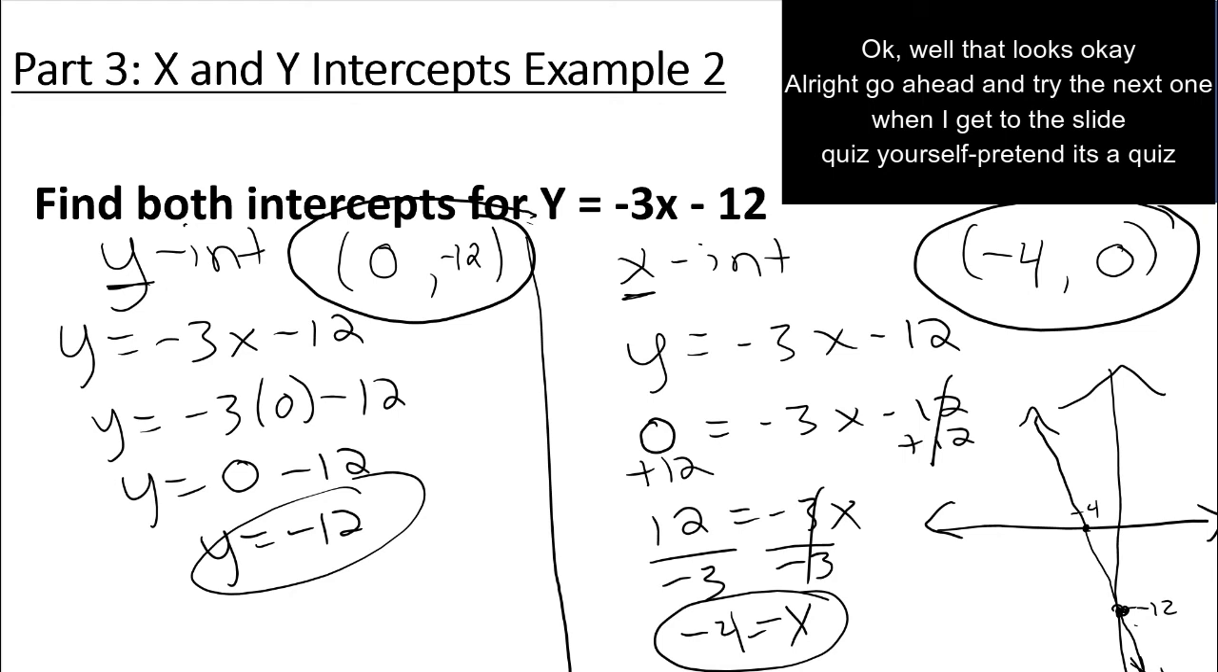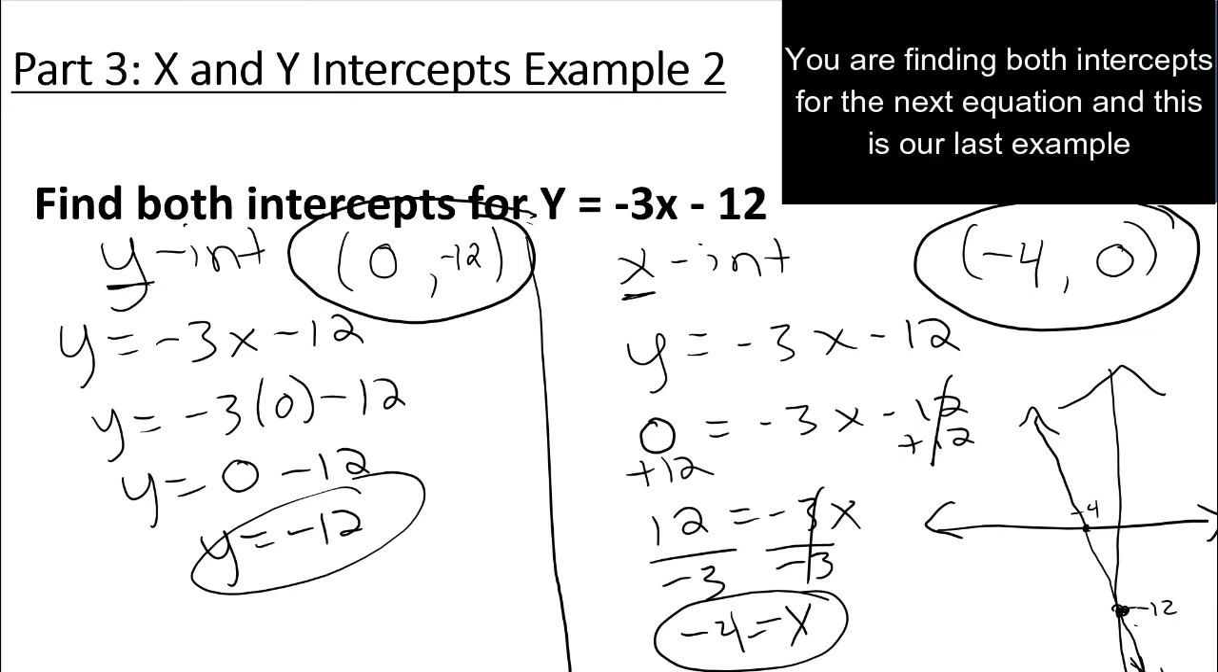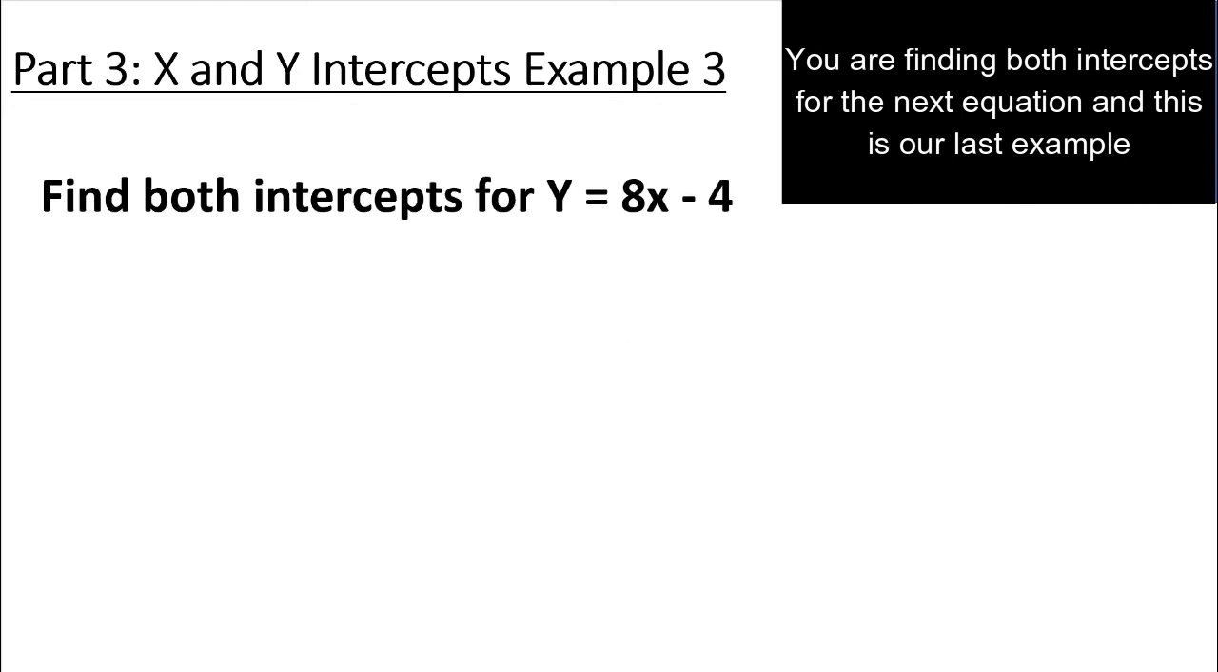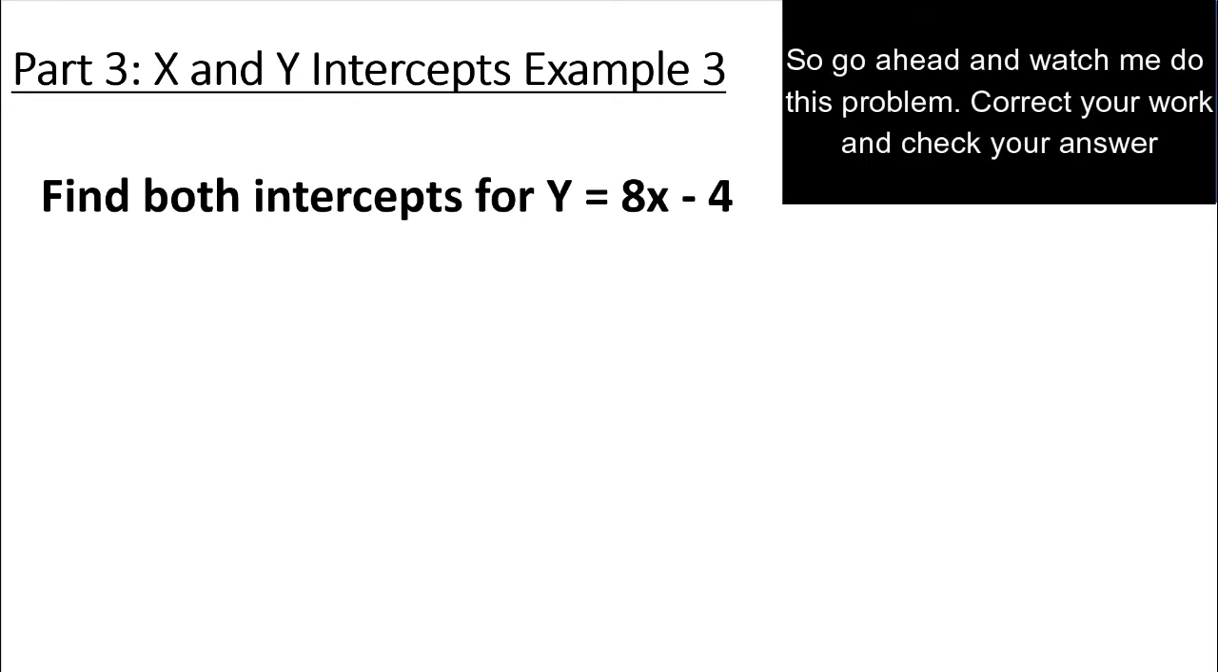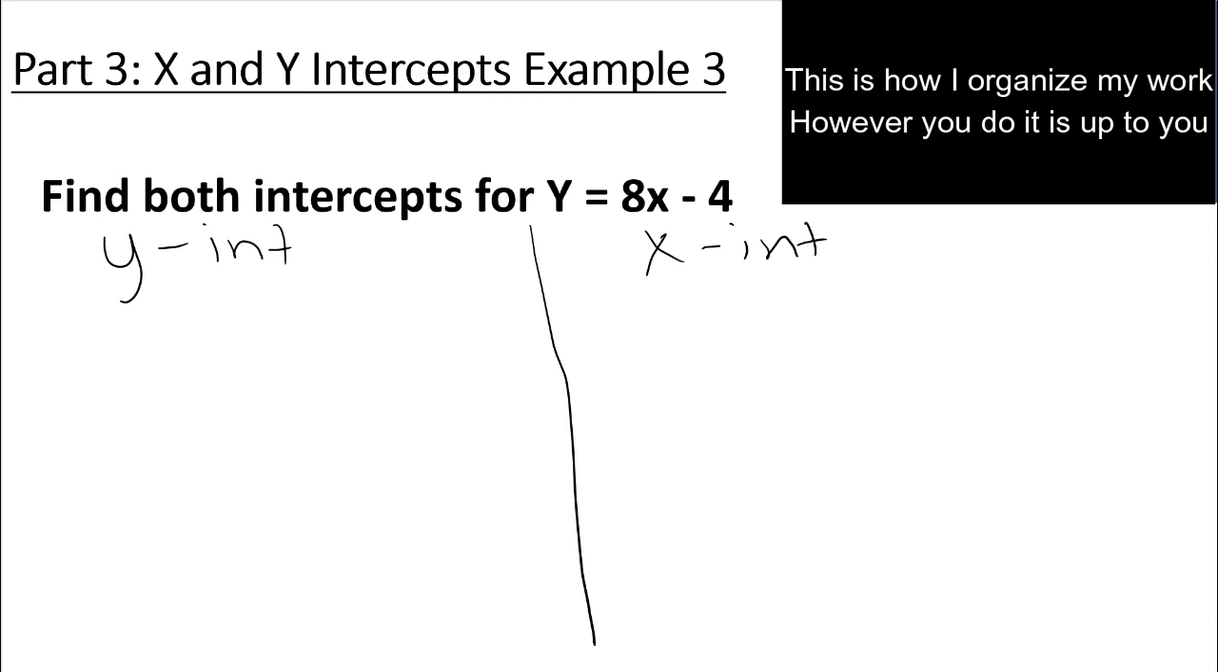All right, go ahead and try the next one when I get to the slide. Quiz yourself, pretend it's a quiz. You're finding both intercepts for the next equation. And this is our last example. Go ahead and try that one. Press pause and then come back. So go ahead and watch me do this problem, correct your work, and check your answer. This is how I organize my work. However you do it is up to you.